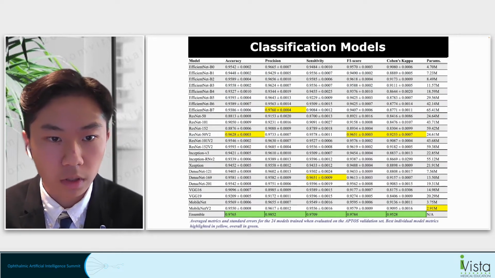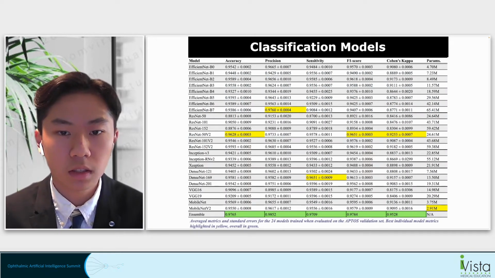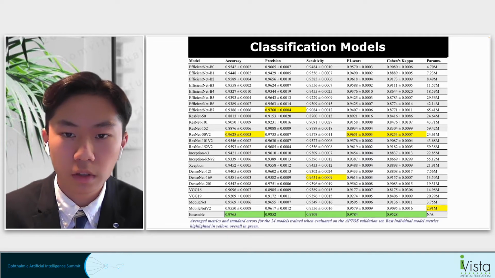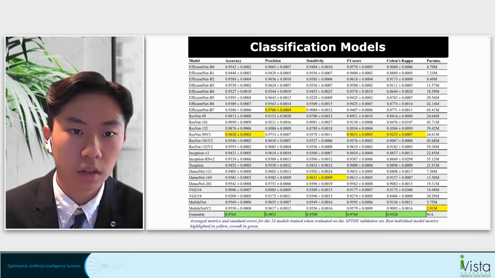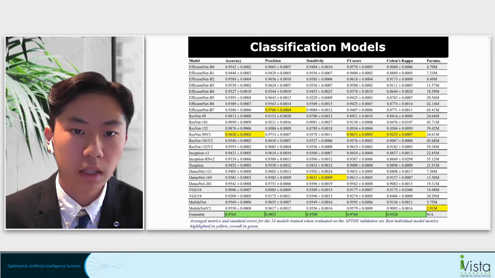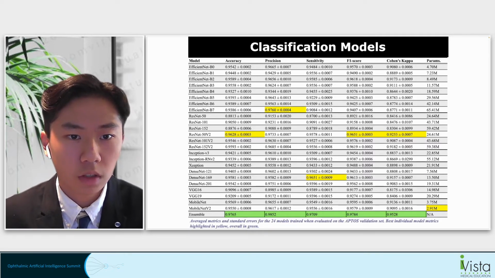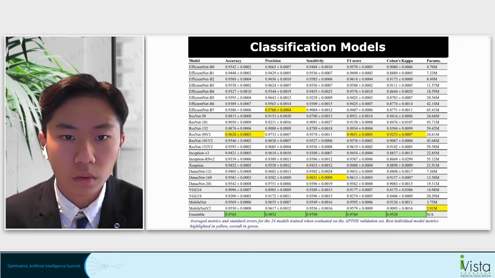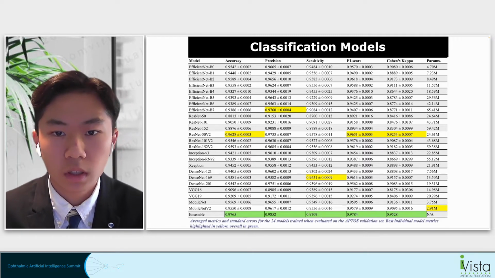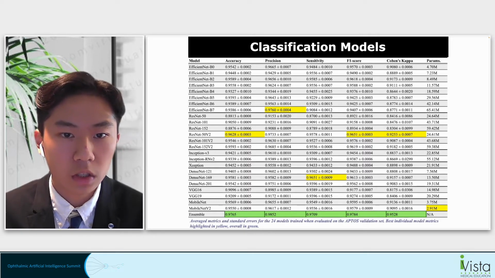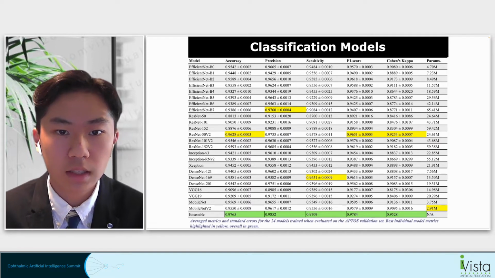So now moving on to the results from the study, the table contains the performance metrics of the 25 classification models trained, with the models achieving the highest metrics highlighted in yellow. ResNet50 v2 achieved the highest accuracy, F1 score, and Cohen's kappa. EfficientNet B7 achieved the highest precision. DenseNet 169 achieved the highest sensitivity.